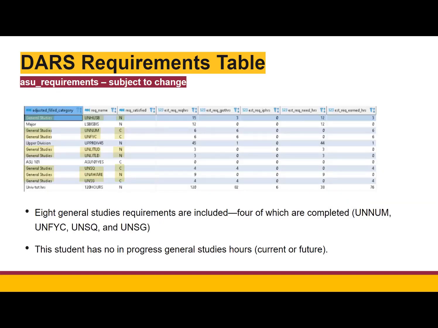This is an example. And basically what I'm trying to show here is that you have your general studies adjusted field category, and then you have the specific requirements that are being fulfilled. There is also a requirement satisfied field that lets you know, you could look at the hours too, but that lets you know whether or not the requirement has been completed, or if it's in progress, or if it hasn't been completed. So in this example, 4 of the general studies are completed, 4 aren't.